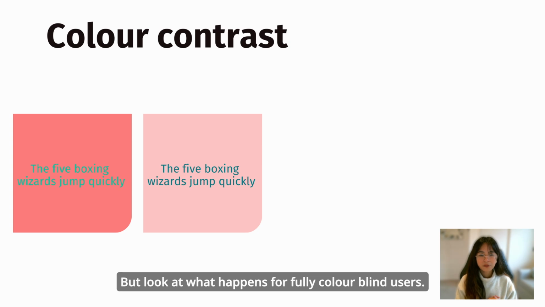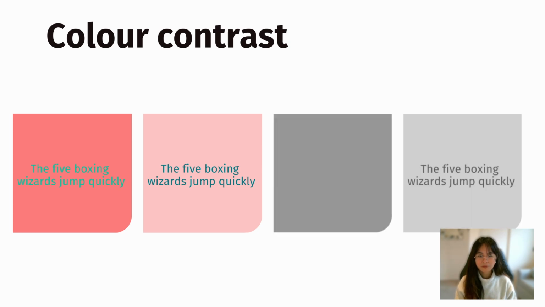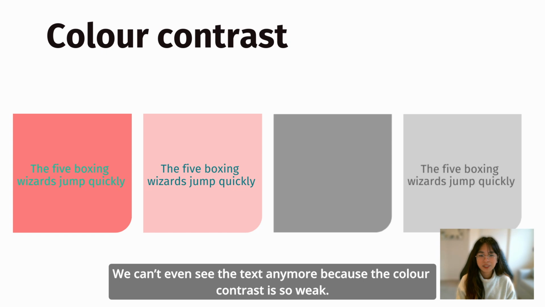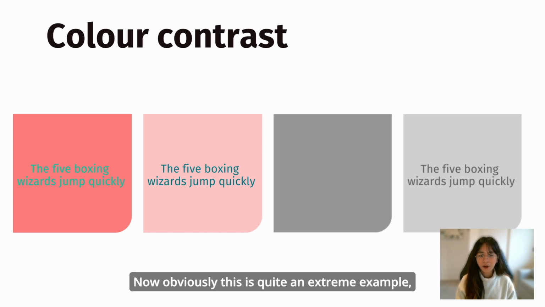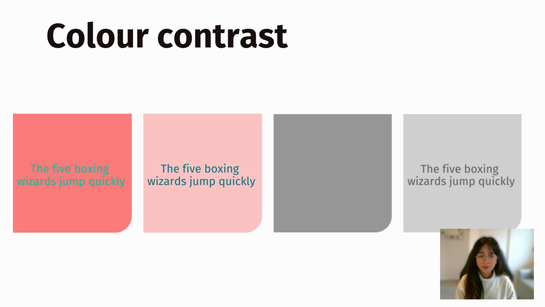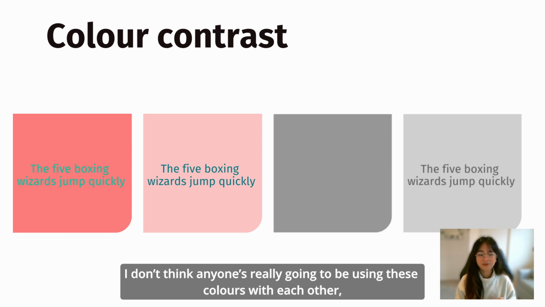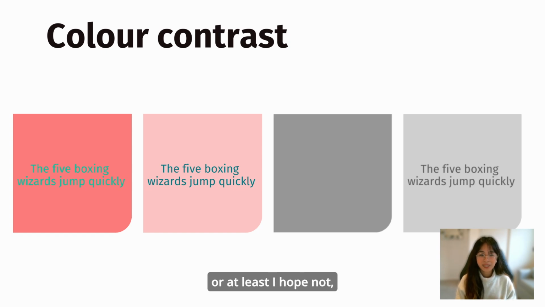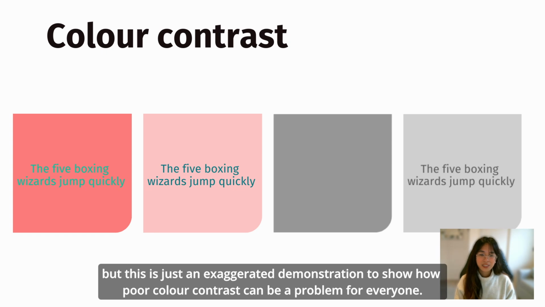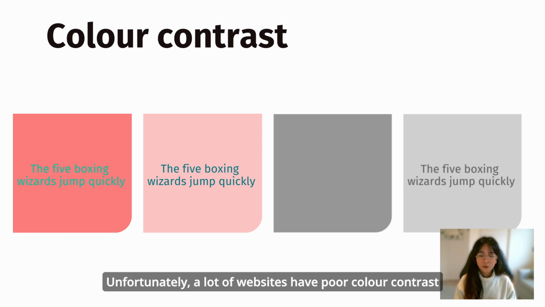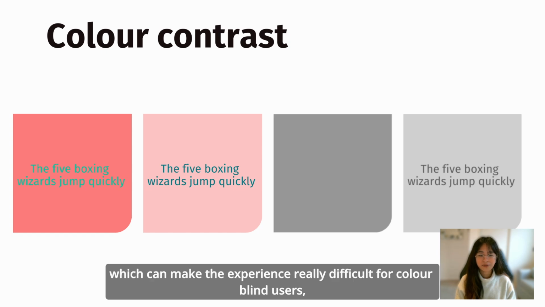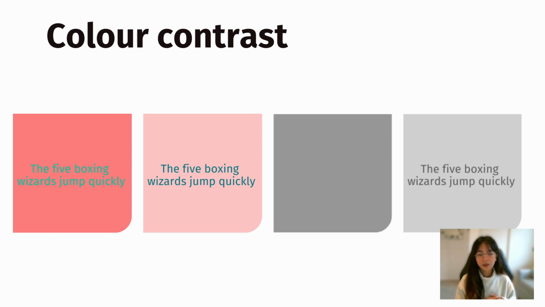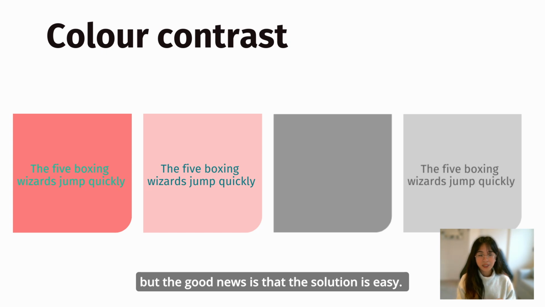But look at what happens for fully colorblind users. We can't even see the text anymore because the color contrast is so weak. Now, obviously, this is quite an extreme example. I don't think anyone's really going to be using these colors with each other, or at least I hope not, but this is just an exaggerated demonstration to show how poor color contrast can be a problem for everyone. And unfortunately, a lot of websites have poor color contrast, which can make the experience really difficult for colorblind users. But the good news is that the solution is easy.